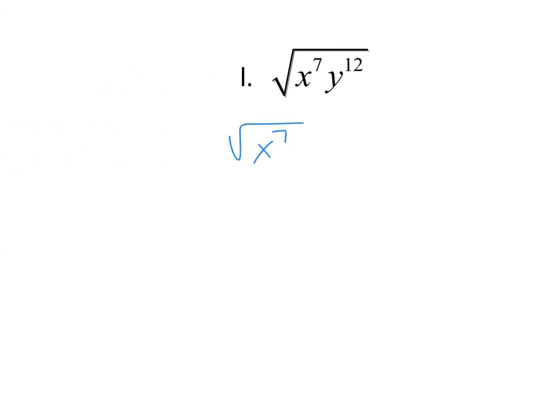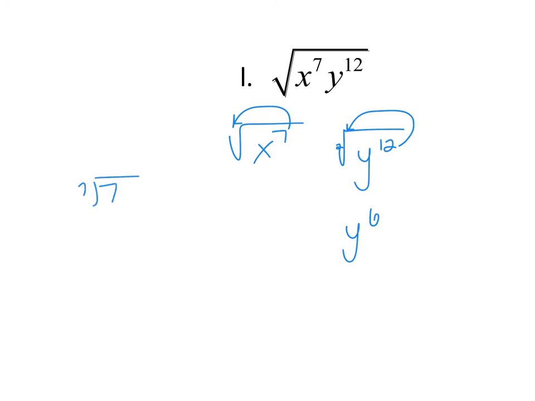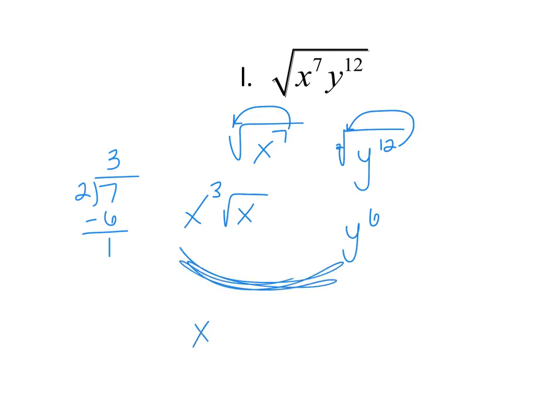Square root of x to the 7th, square root of y to the 12th. This one, remember there's an index of 2 here. 12 divided by 2 is y to the 6th. That one was nice. That one breaks down nicely. But this guy does not divide by 2. So 7 divided by 2 goes into 7 3 times. 2 times 3 is 6 with 1 left over. So this means that 3 x's come out and 1 x stays inside. And then whatever's on the outside of a radical, they come together in the front. And then whatever's left over falls back behind.